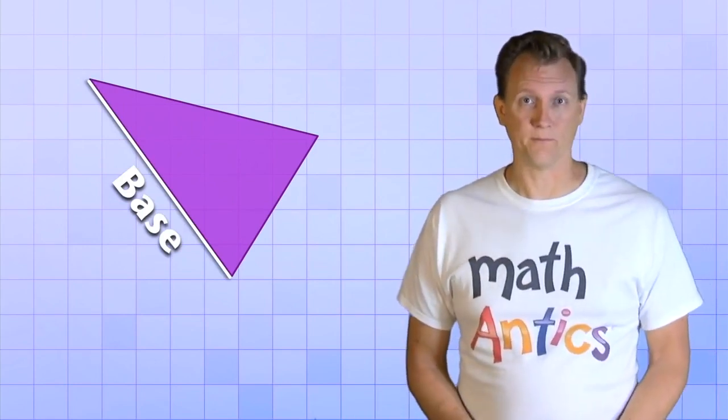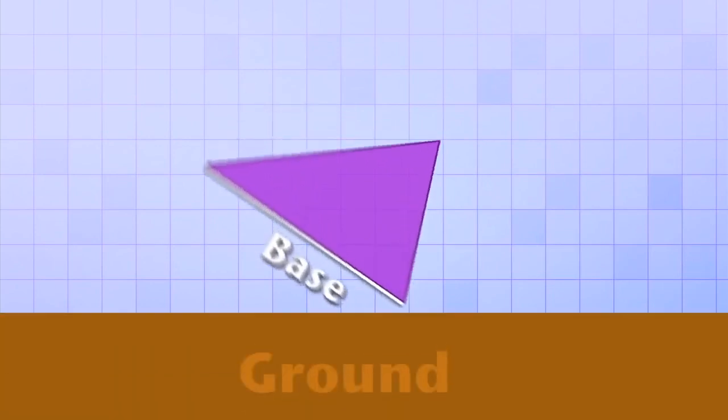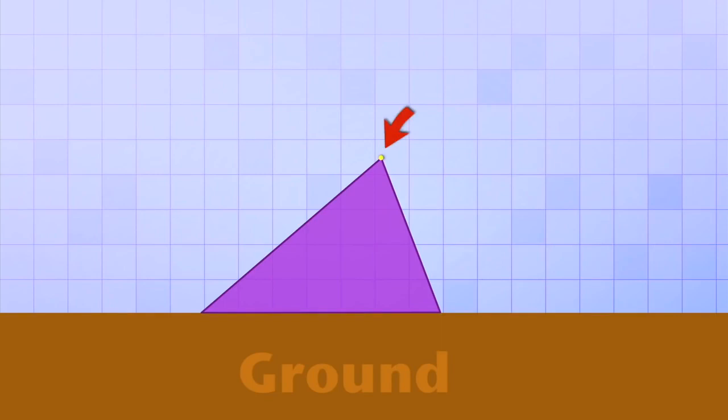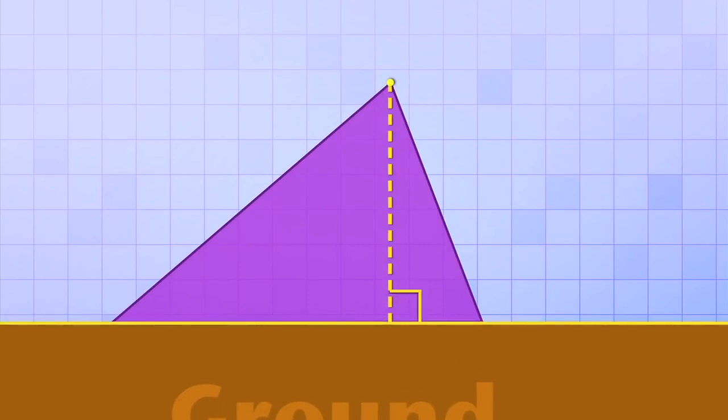chosen for you. Once we decide which side the base is, we imagine setting the triangle down on the ground so that its base is flat on the ground, like this. Next, we find the highest point of the triangle, which is the vertex that's not touching the ground. From that point, we draw a line straight down to the ground. The line we draw must be perpendicular with the ground.